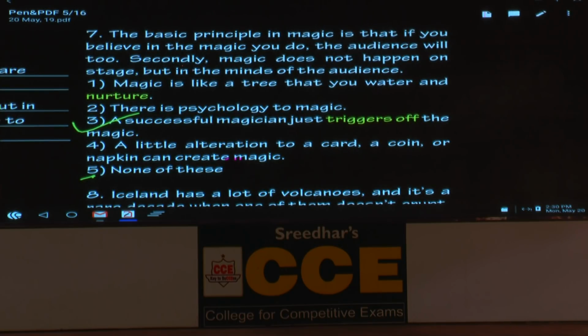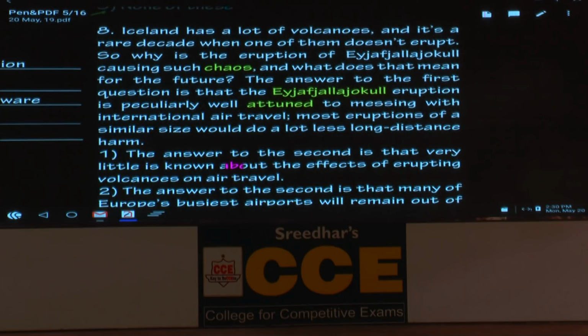Please remember, if you don't get these right, at any cost don't get disappointed, don't lose your confidence. Not easy within the stipulated time period. Shall I read out question number 8?